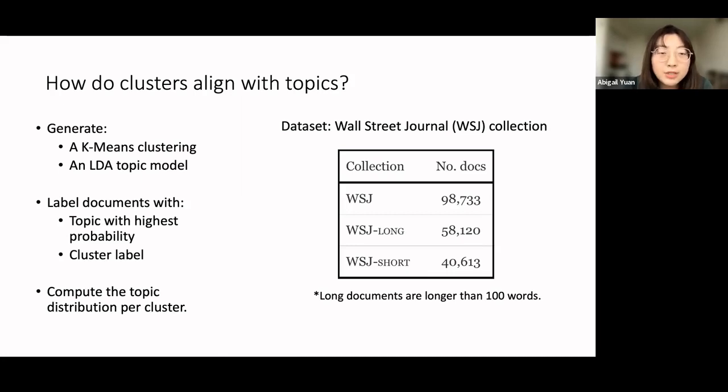In this comparison, the data set we use is the Wall Street Journal collection, and there are around 98,000 documents in total. We also split it into subsets by the lengths of the documents, but the actual results don't show much difference. So we are only presenting the results for the whole collection. And if you're interested in the results for the partitions, please read our paper.